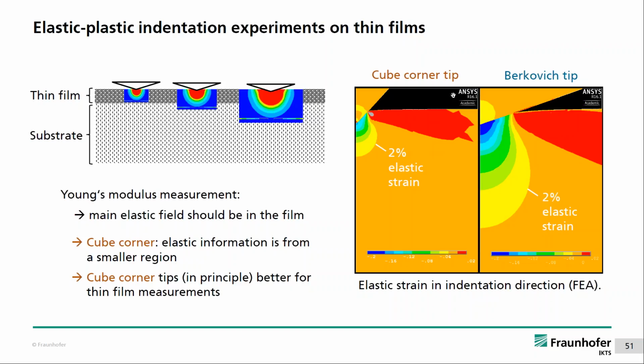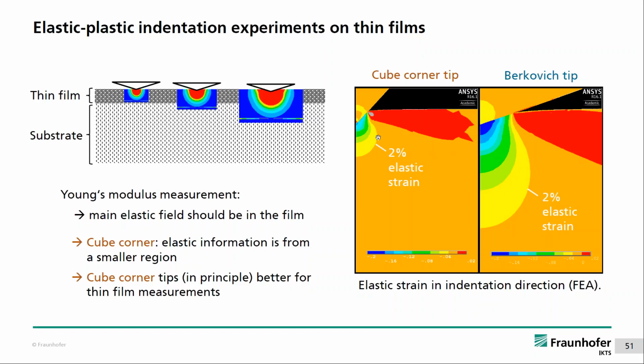And we use two different tip geometries, the cube corner tip and the Berkovich tip that you already know. And we checked the elastic field with finite element simulations. So both images are the elastic field for these two different tips at the same indentation depth. This is a much sharper tip, the cube corner tip, compared to the Berkovich tip.